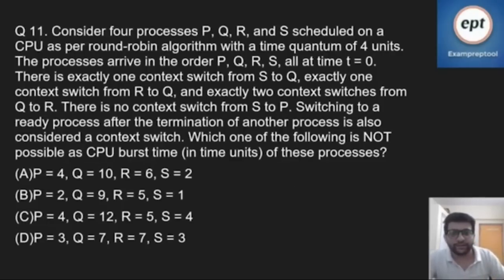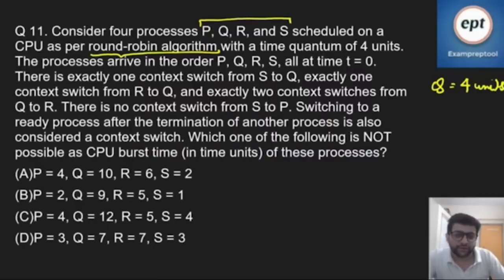So let's see. We have been given 4 processes P, Q, R, and S scheduled on a CPU as per the round robin algorithm. So the given algorithm is the round robin algorithm. The time quantum is given as 4 units. Let's write down: the given time quantum is 4 minutes.